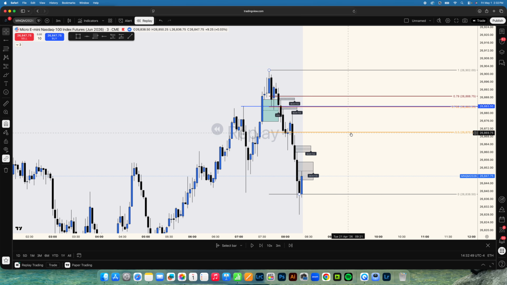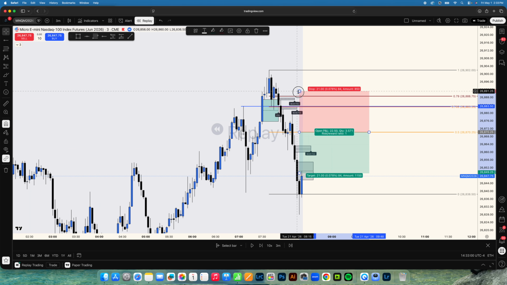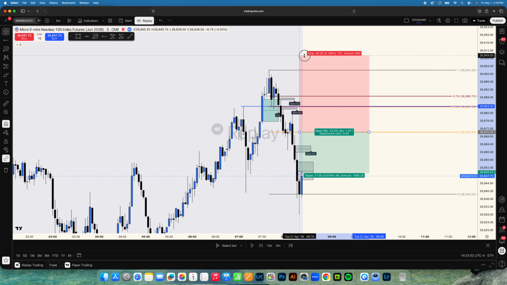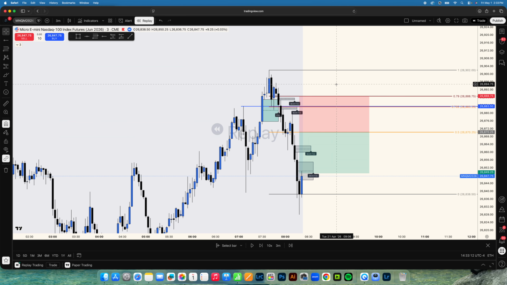And what we are looking for once again is an entry off of the 50% of this range here. I'll put a short position here at 870.25. And once again, this is different from Matthew Scriv's strategy. For this specific strategy, what I've been testing is entry or stop loss at the 0.79 on the fib.